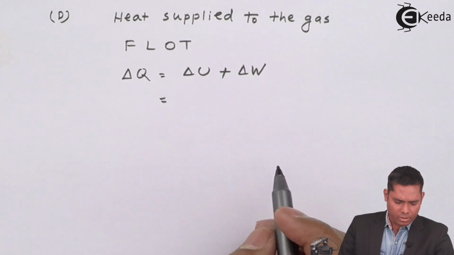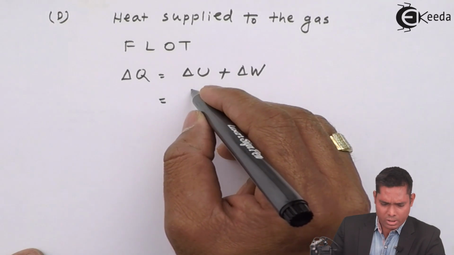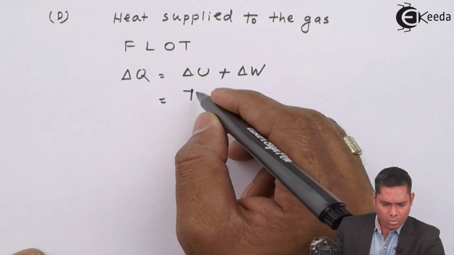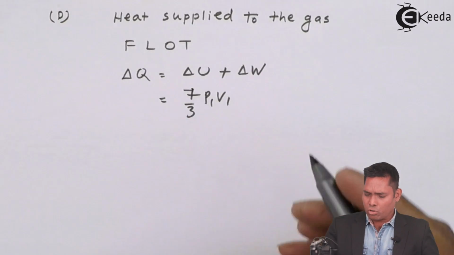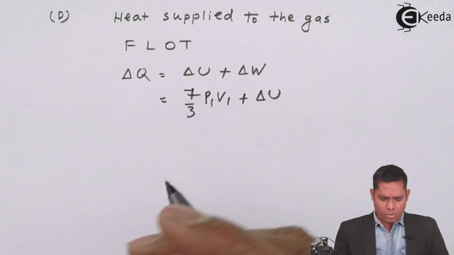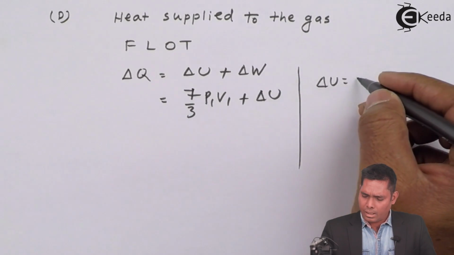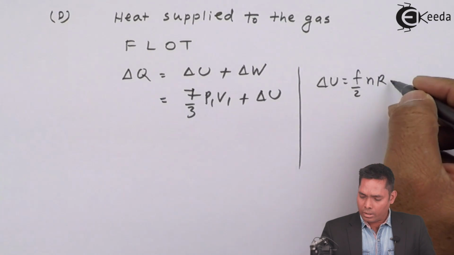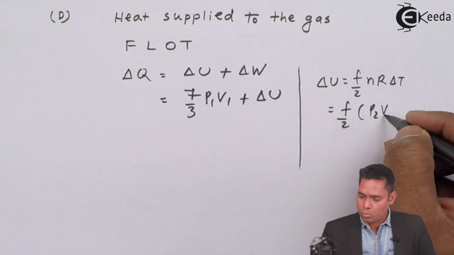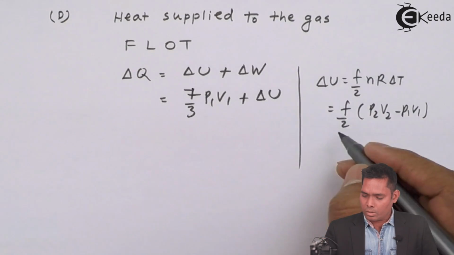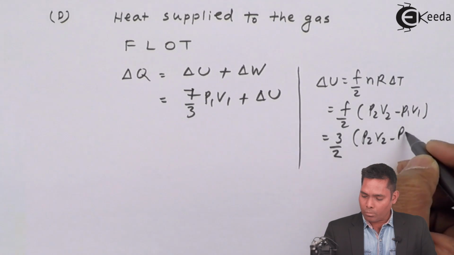So to find separately, the work done by the gas that I've already got in this situation is 7 over 3 P1 V1, and the change in internal energy I have to find. The change in internal energy can be represented as f by 2 nR delta T, which is f by 2 times P2 V2 minus P1 V1. This is 3 by 2 because it's monoatomic, P2 V2 minus P1 V1.